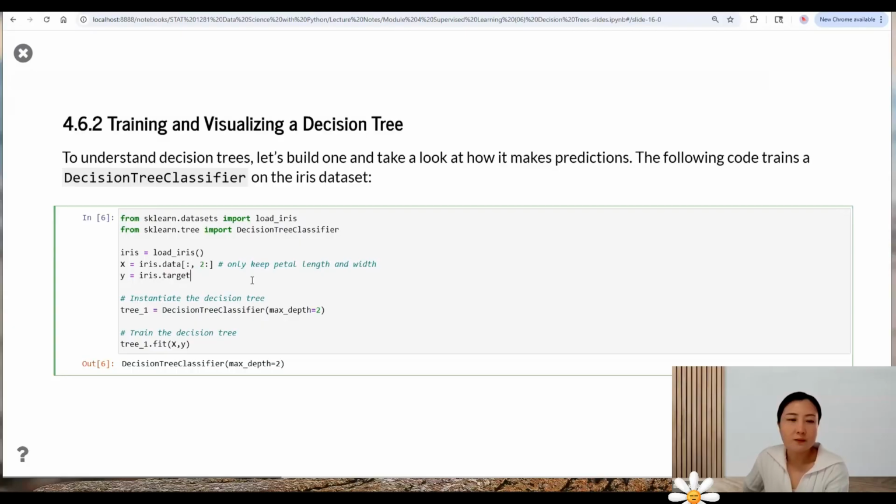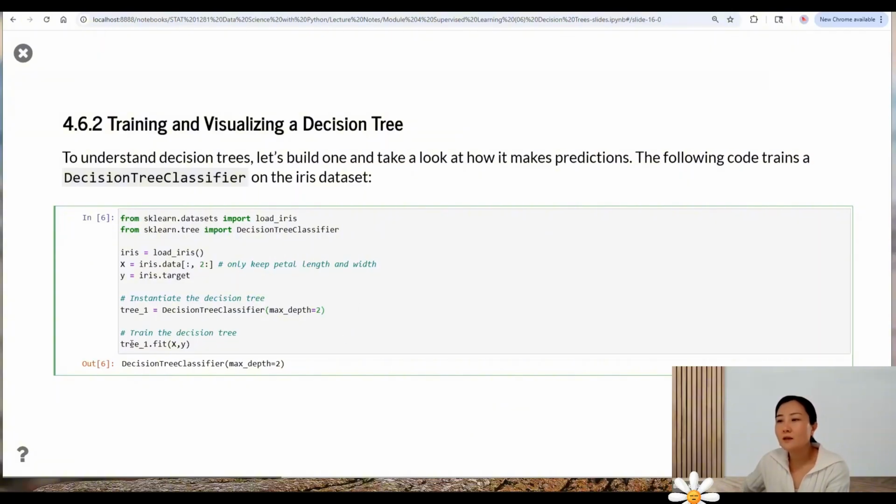For illustration purposes, we will only use two variables in the iris data set, which are petal length and petal width. We just want to simplify the problem so that the tree we build will be simpler and easier to examine and understand. So we will only use the last two columns in the feature matrix. We call it X, and the target is still the species of the flowers.